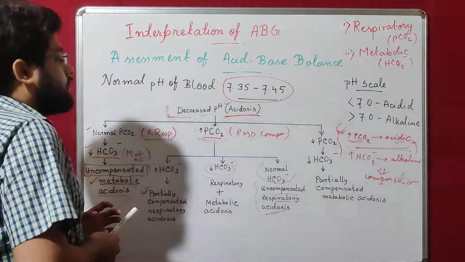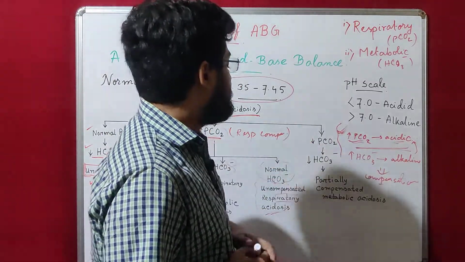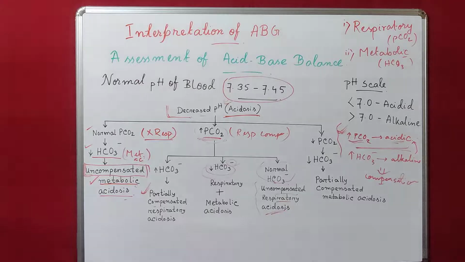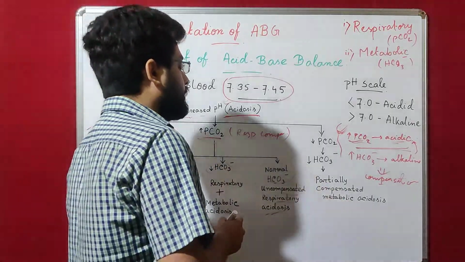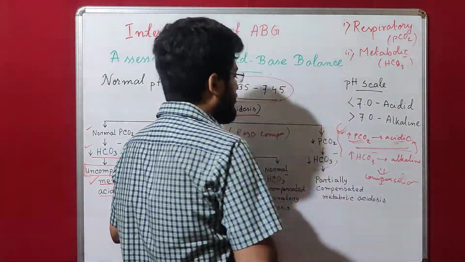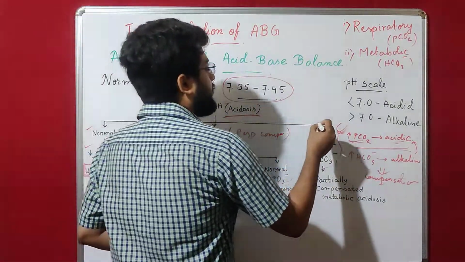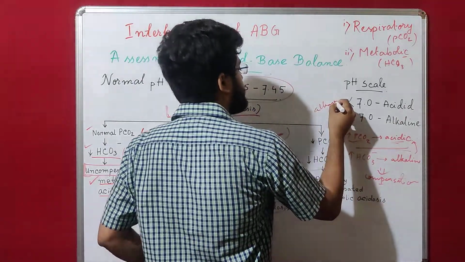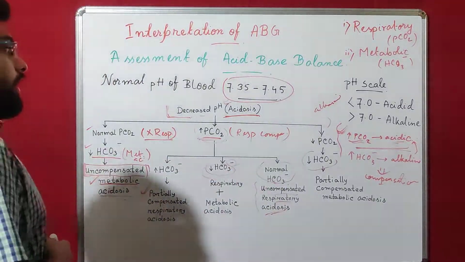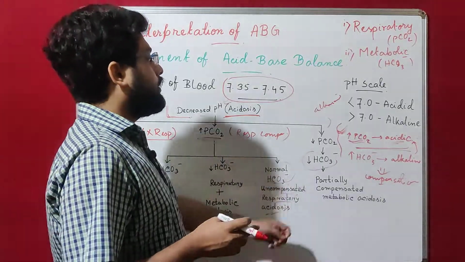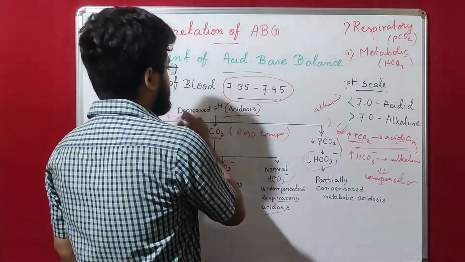Next, the last scenario which is possible, that pH is decreased, with that PCO2 is also decreased. Then what do we look for? We look for bicarbonate ion. Why? Because if PCO2 is decreased, that means there must be some alkalosis. Because when PCO2 decreases, the concentration of hydrogen ion in the blood will decrease. That will cause the blood to be alkaline. So there must be some alkalosis. But instead of alkalosis, there is acidosis.